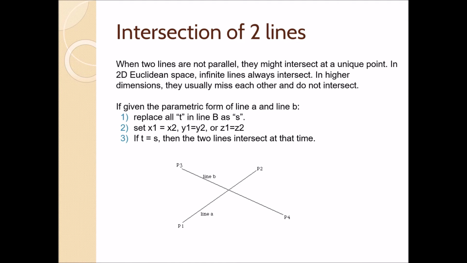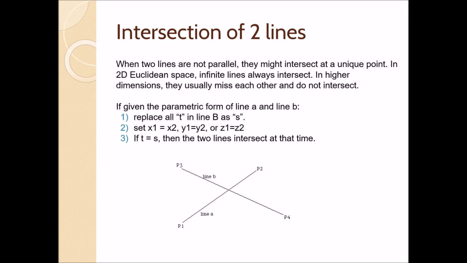So when we have an intersection of two lines, when two lines are not parallel, they might intersect at a unique point. In 2D Euclidean space, infinite lines always intersect. In higher dimensions, they usually miss each other and do not intersect.